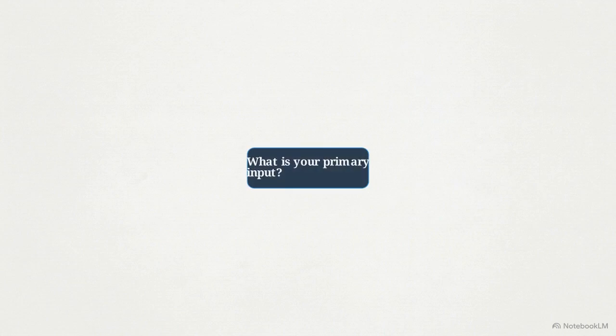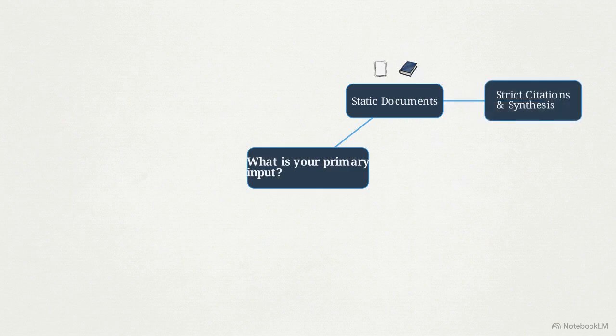This decision tree maps out the logic to lock in your software choice, starting with one central question: what is your primary input? If your inputs are static documents and your required outputs are strict citations and quizzes, your path ends squarely at NotebookLM. NotebookLM stands apart for these users because its features, from audio overviews to methodological cross-referencing, are built specifically to analyze high-stakes documentation.